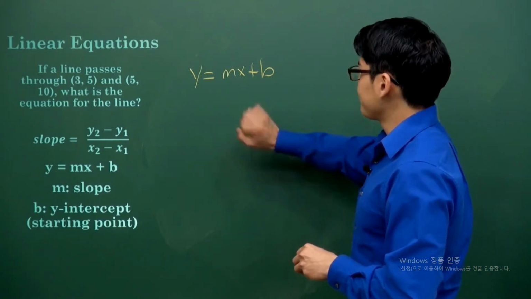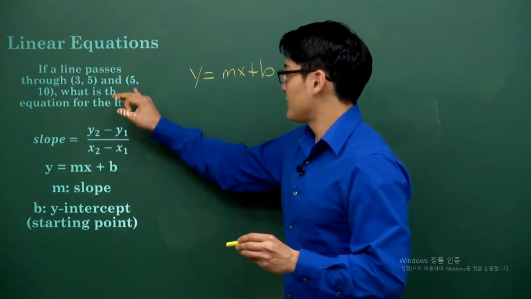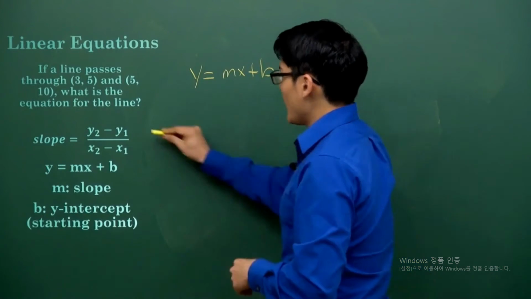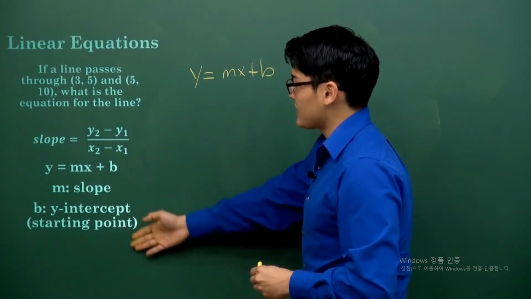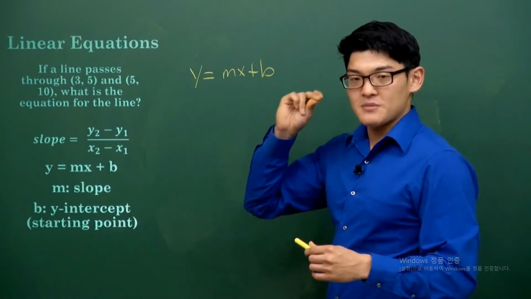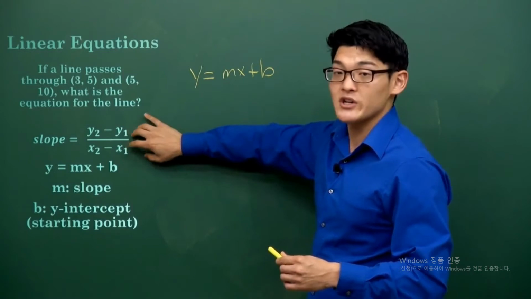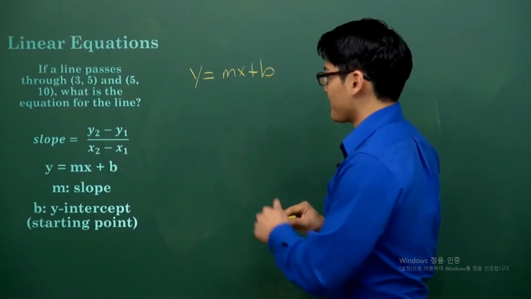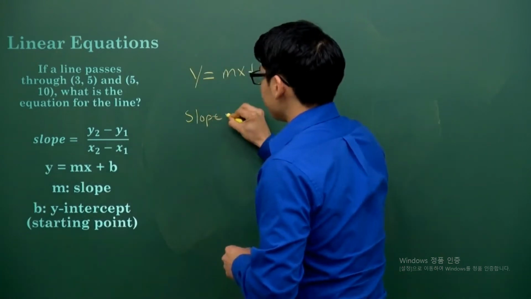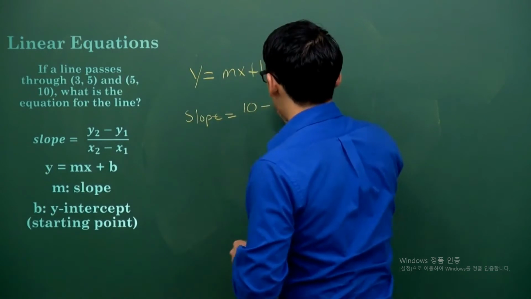Okay, so what we got, we need to figure out the slope first. We're given 2 points. Let's go ahead and figure out the slope. You have to know these two equations very, very innately. It should be second nature to you when you see a question like this to be able to come up with the slope equation as well as the linear equation in your head. So slope will equal y2 minus y1. So y2, let's just say it's 10, minus y1, which is 5.